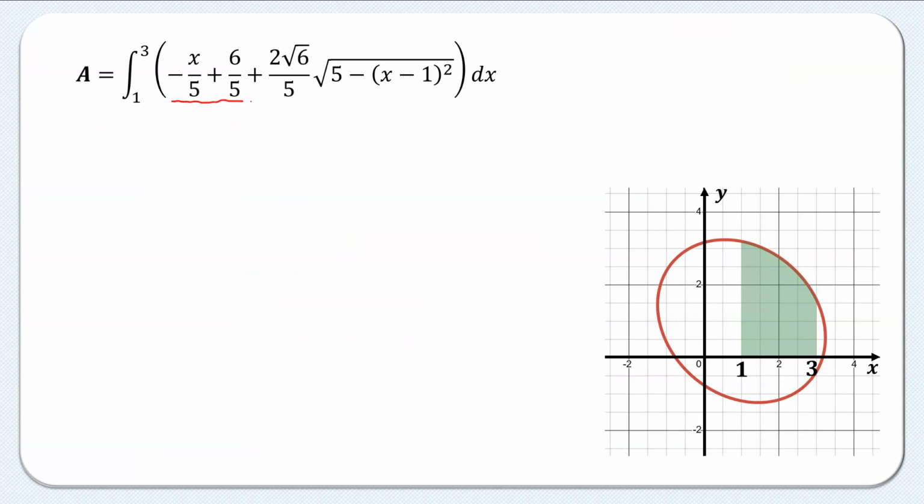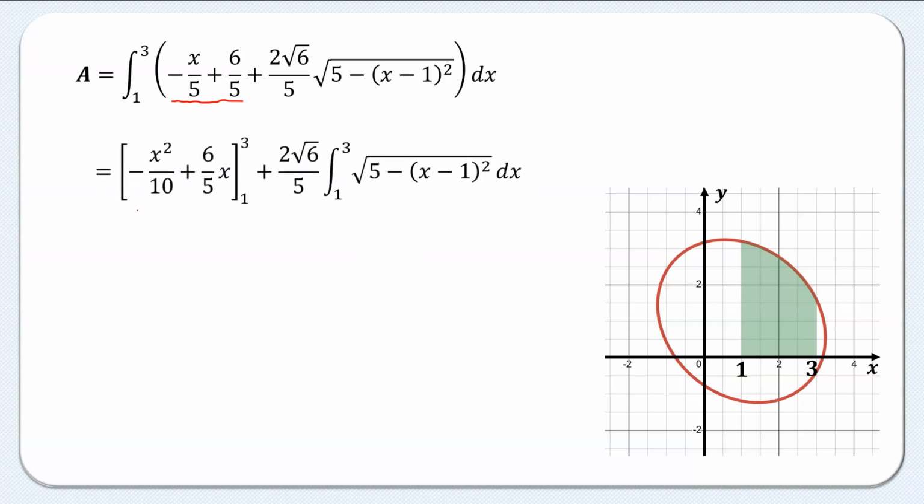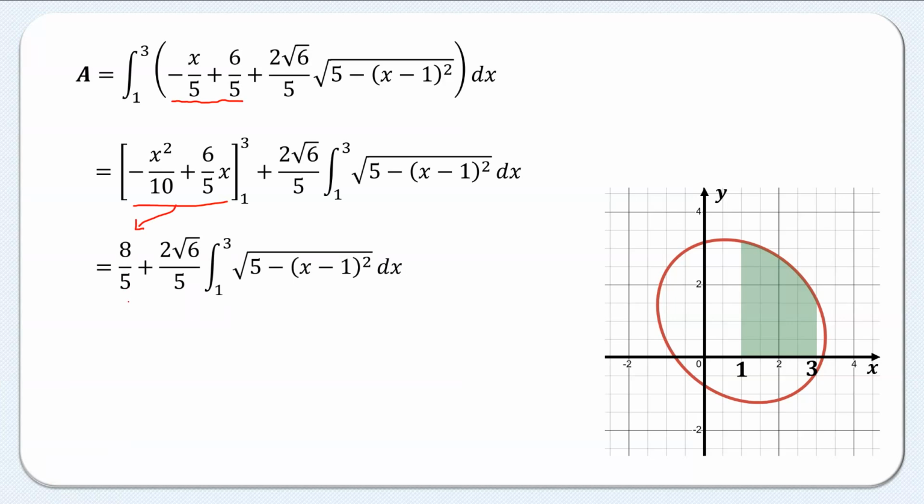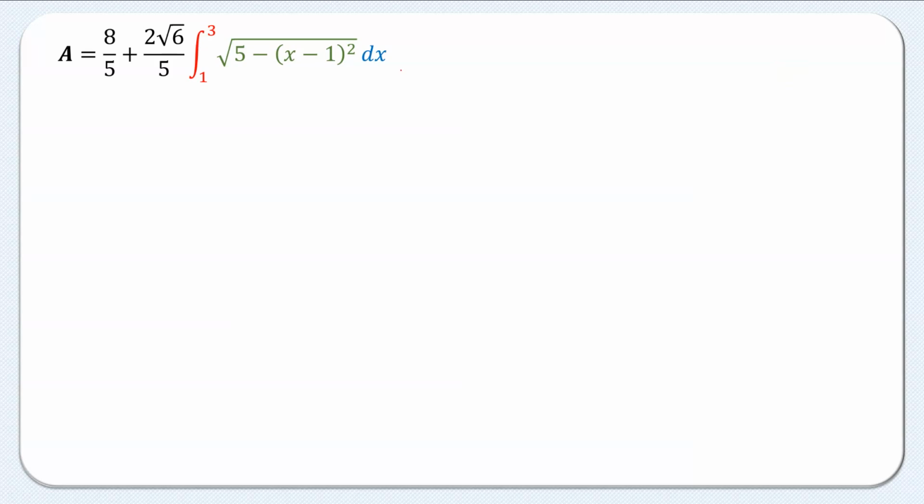Let's handle this polynomial part first, since these terms are easily integrable. So we have the antiderivative minus x squared over 10 plus 6 over 5 times x, then 2 square root of 6 over 5 times the integral of square root of 5 minus (x minus 1) squared from 1 to 3. This part gives 8 over 5, so we have 8 over 5 plus 2 square root of 6 over 5 times the integral of square root of 5 minus (x minus 1) squared. And now let's use trigonometric substitution on the remaining integral part.